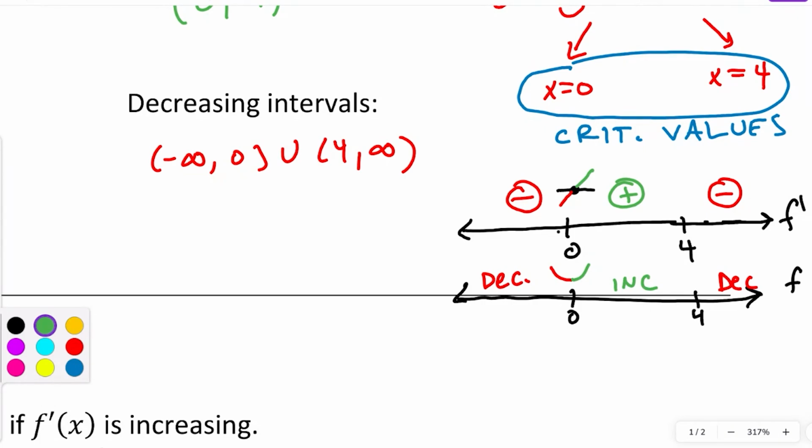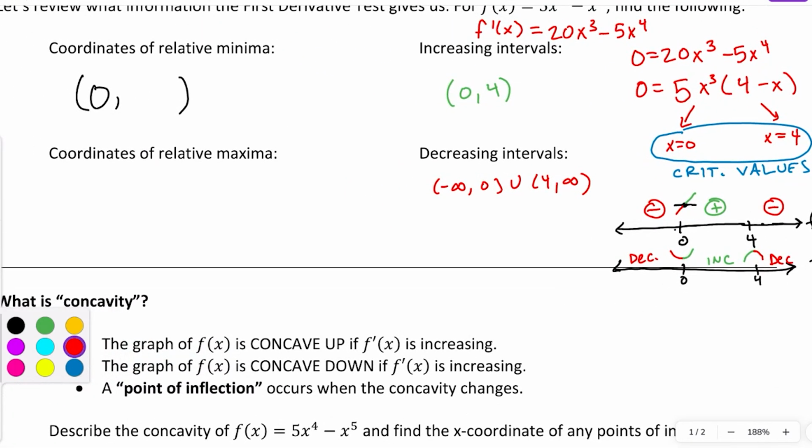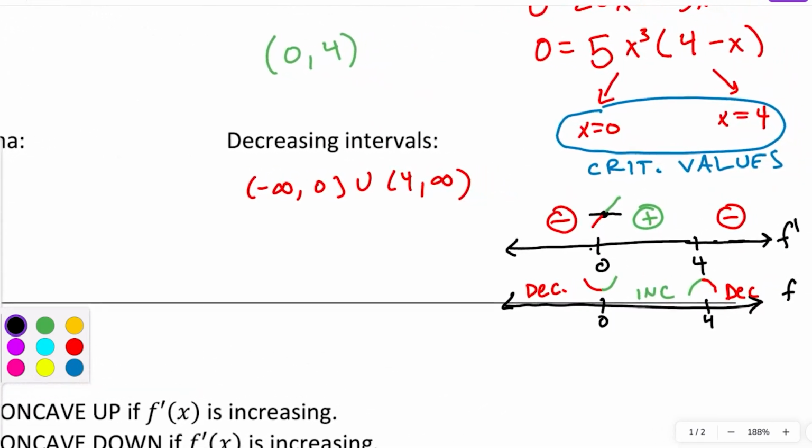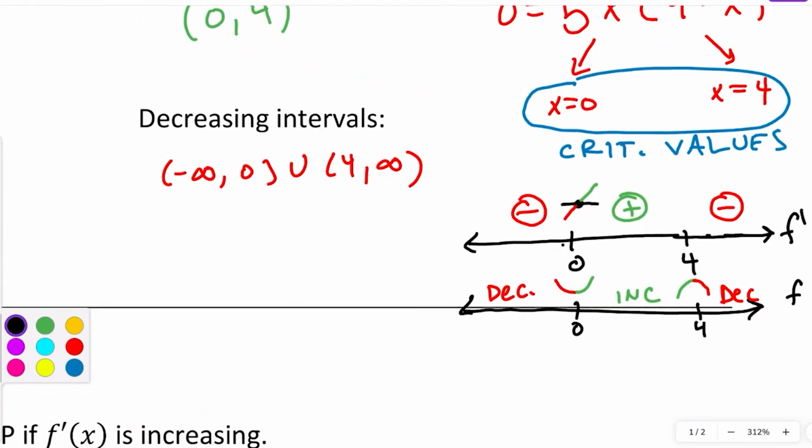Now, when the slope of f changes from increasing to decreasing, at that point, we're going to have a relative maximum. So we're going to have a relative maximum at 4 comma something. And if we examine what's happening on the graph of f prime, we have an x-intercept at 4, and the value of f prime is changing from positive to negative, so we should be going from above the x-axis to below the x-axis.